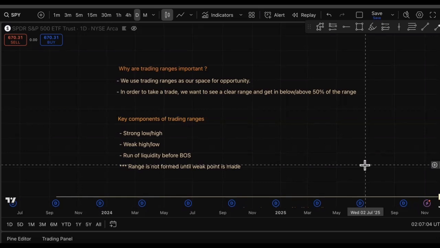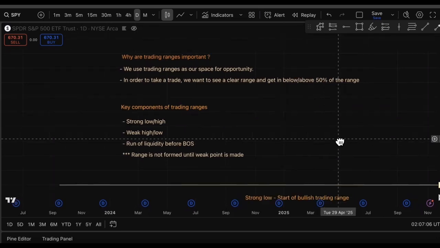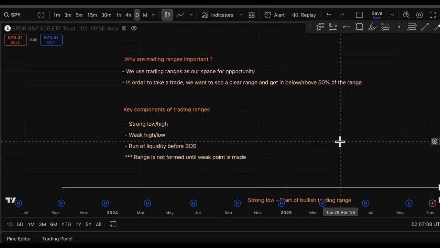you're going to see 50% below. So the key components of a trading range: we just need a strong low or a strong high, depending on if we're bullish or bearish. And then we'll also need a weak high or weak low. With the break of structure, we want to see a run of liquidity before that break of structure. And a range is not completely formed until a weak point is made. That one's really important because you'll start to see that ranges can have a lot of continuations before it's formed, but understand that a range is not formed until the weak point is made.